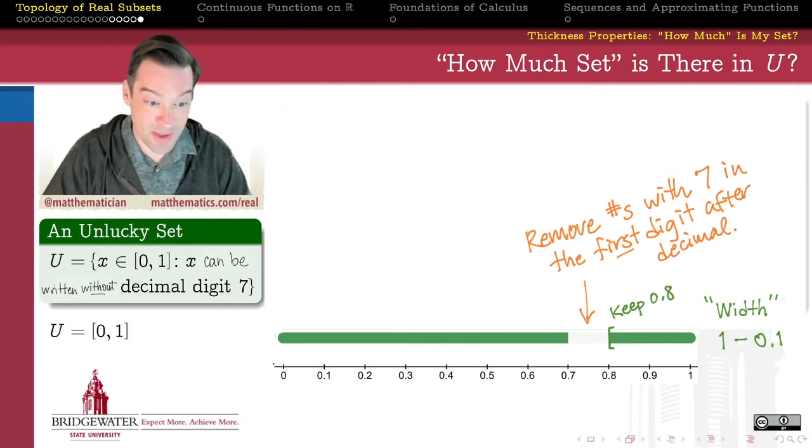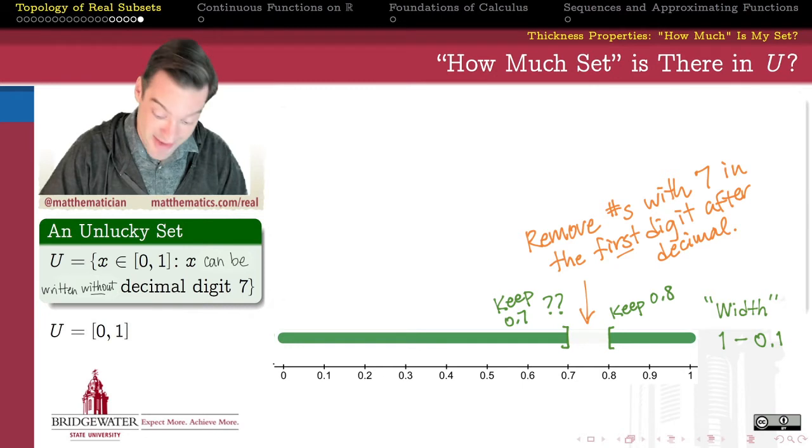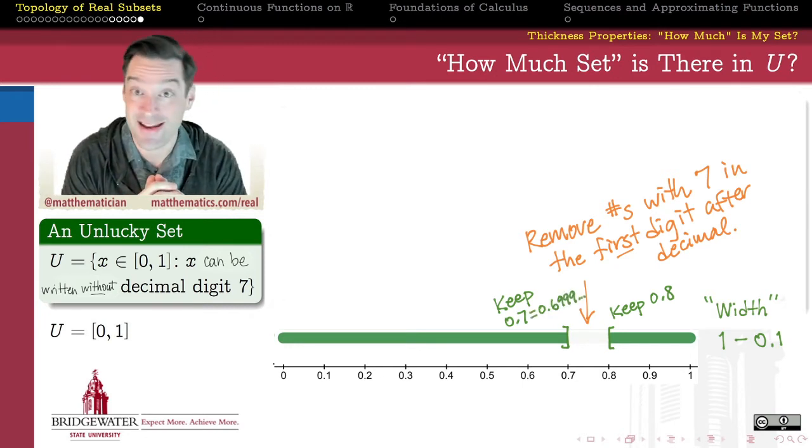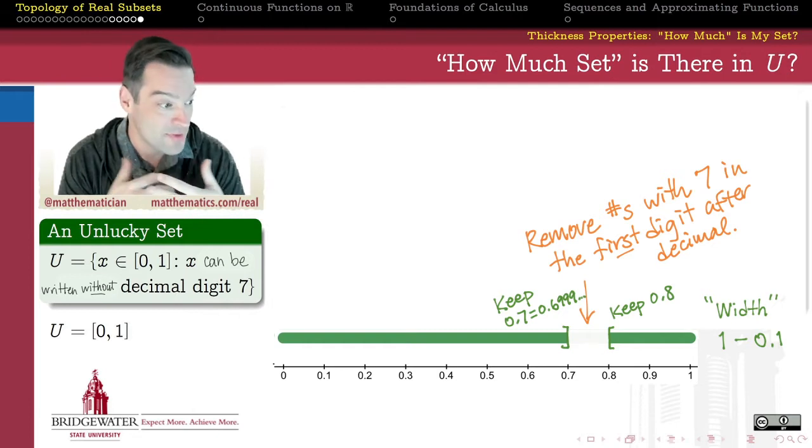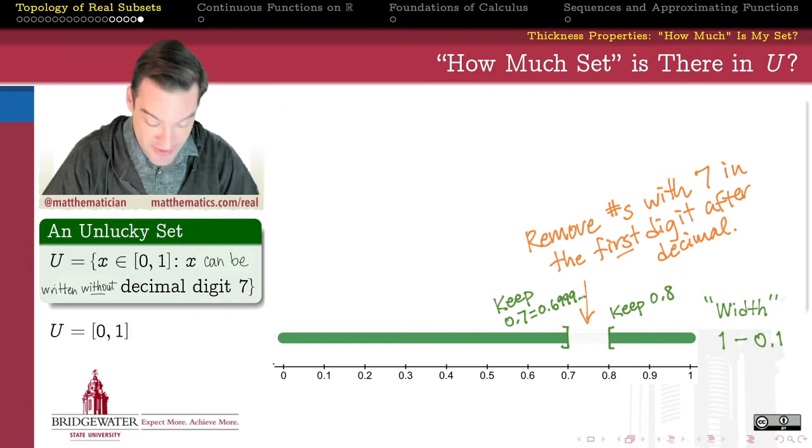Remember, I've decided that I'm going to keep 0.8, and I'm also going to keep 0.7. The reason I'm going to keep 0.7 is I can represent it as 0.699999999 repeating. Right? My unlucky set is all the numbers that can be written without a decimal digit of 7.